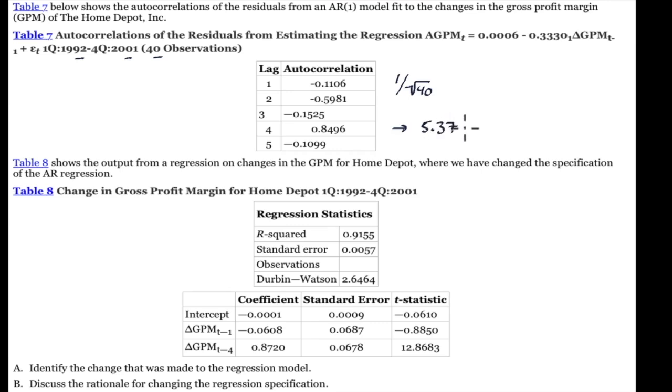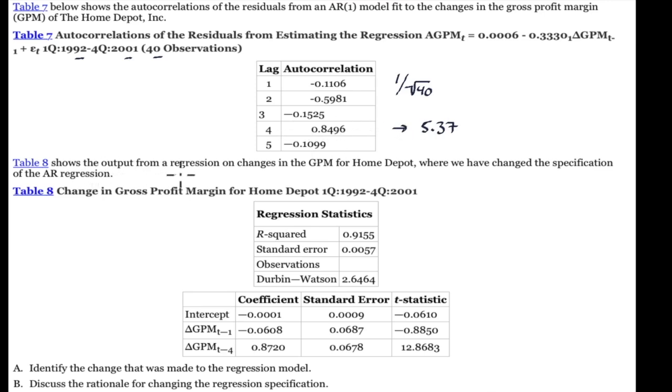5.37. So it is significant. It's in the fourth. This is Home Depot, fourth quarter. Does that make sense for us? And this is all the way to the fourth quarter of 2001. So the fourth lag would be the last fourth quarter. So we do have seasonality going on at a fourth lag.